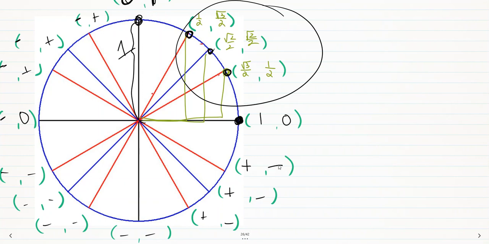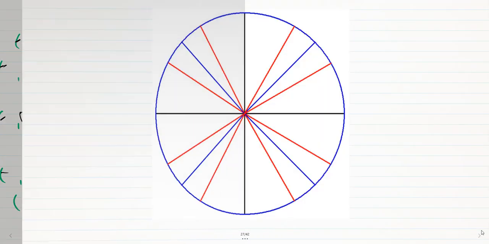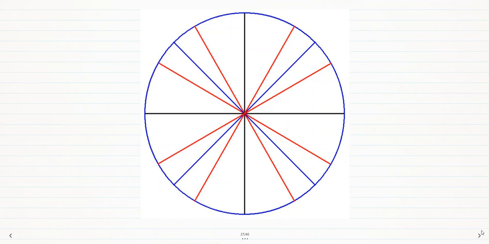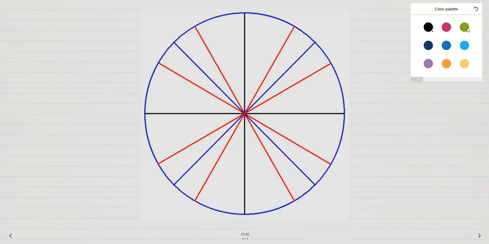And that's all we need. This first quadrant leads us to all the other quadrants. So if you can master the first quadrant, you can master the whole unit circle. So that gives us all the ordered pairs around the unit circle. The only thing left is to be able to write in our degree measurements.